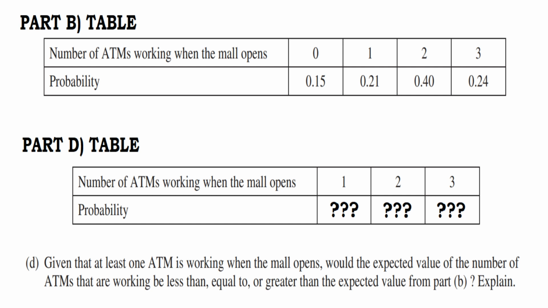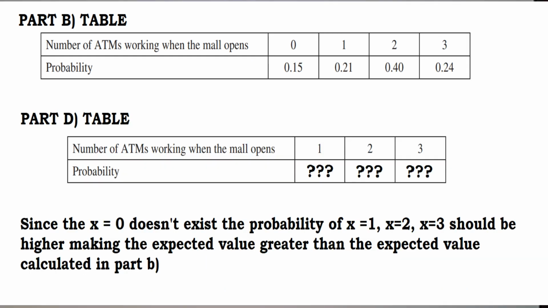So if you calculate the expected value and compare them, we know that probabilities have to add up to 1, so the chance of x equal to 1, x equal to 2, and x equal to 3 will naturally go up, which means the expected value will be greater than the one you calculated from part B.